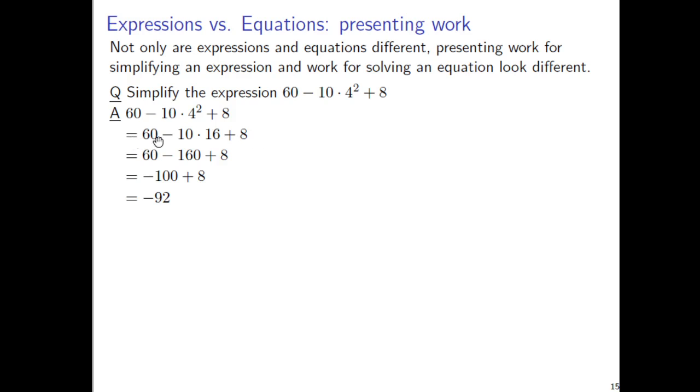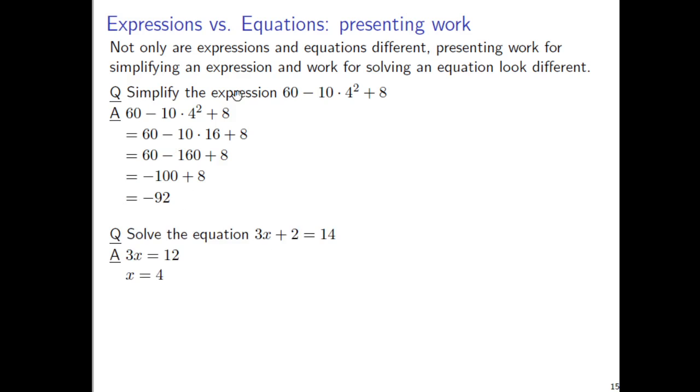For this to truly be equal, I still had to copy things like the plus 8, even though the 8 didn't change. Only 4 squared changed into 16. Even though something didn't change, we still need to account for it in order to really have something that's truly equal. And then after an equal sign, simplify further, equal sign, simplify further, after an equal sign, simplify further.